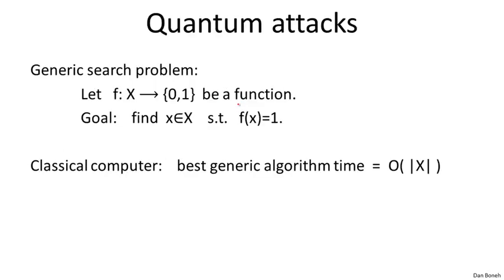Now let's move on to the last type of attack that I want to mention, which I'll call quantum attacks, which again are generic attacks on all block ciphers. So let me explain what I mean by this. First of all, let's look at a generic search problem. Suppose I have a function on some large domain X that happens to output either 0 or 1. And it so happens that this function is mostly 0, and there's maybe one input where the function evaluates to 1. Your goal is to find the input where the function is 1. Maybe there's only one such input, but your goal is to find it.